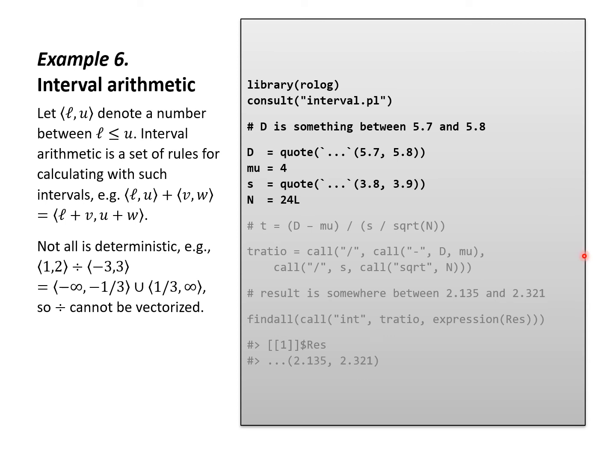This is the last example, with a bit of a rusty syntax on the R end. Let D denote something between 5.7 and 5.8, and S be something between 3.8 and 3.9. Mu is 4 and N is 24. And these numbers may result from hand calculations or some intermediate results of other calculations. Now we want to calculate the t-ratio. In which interval will it be?